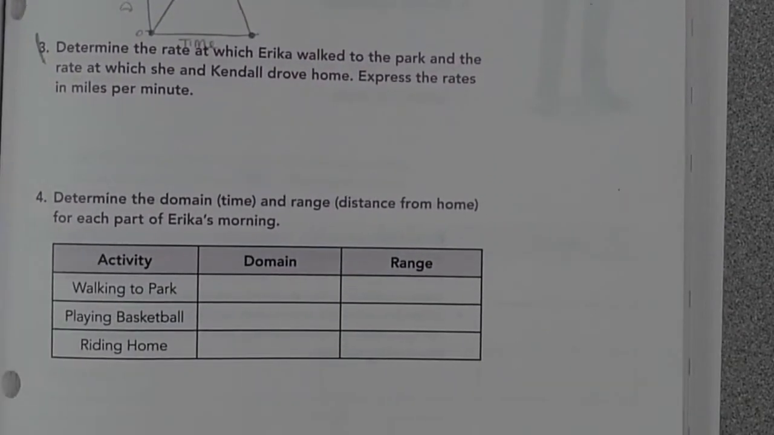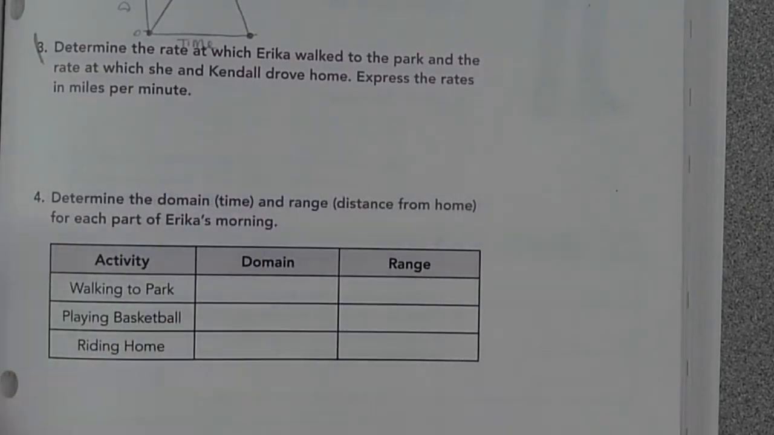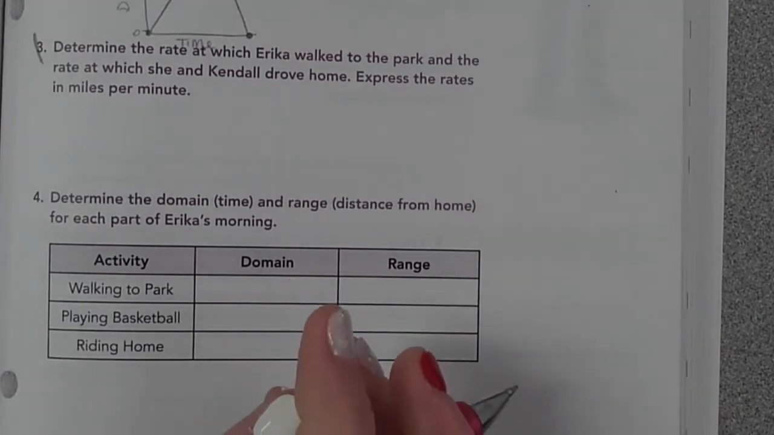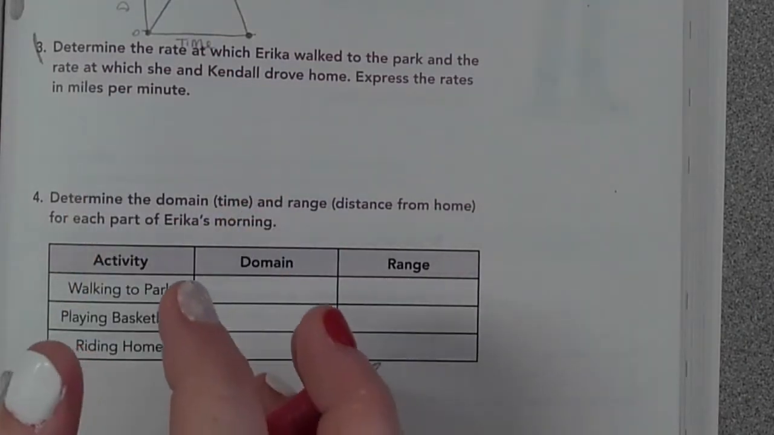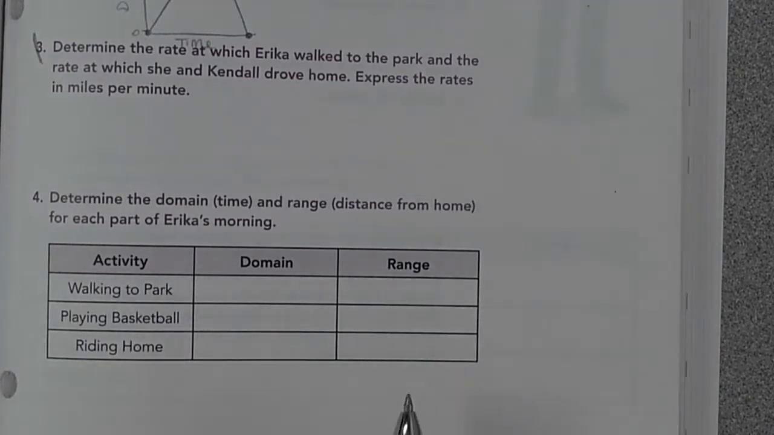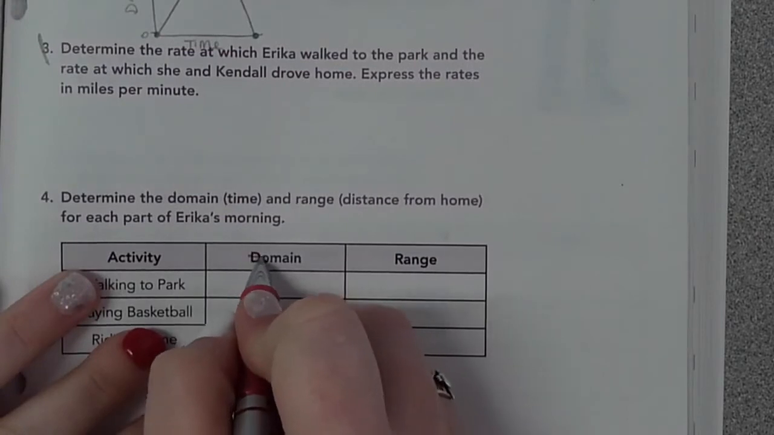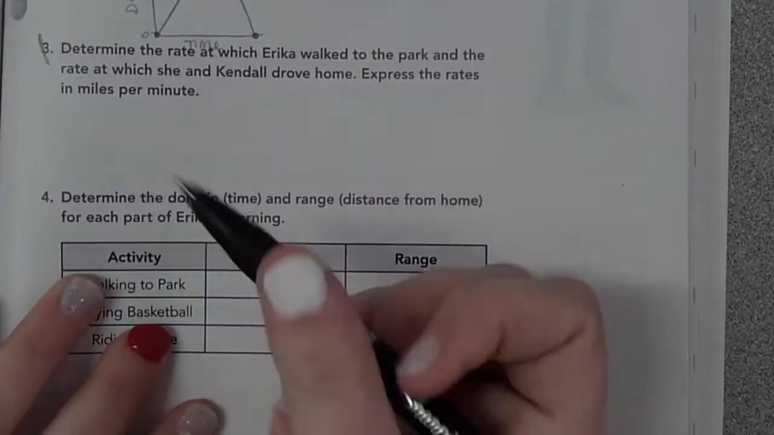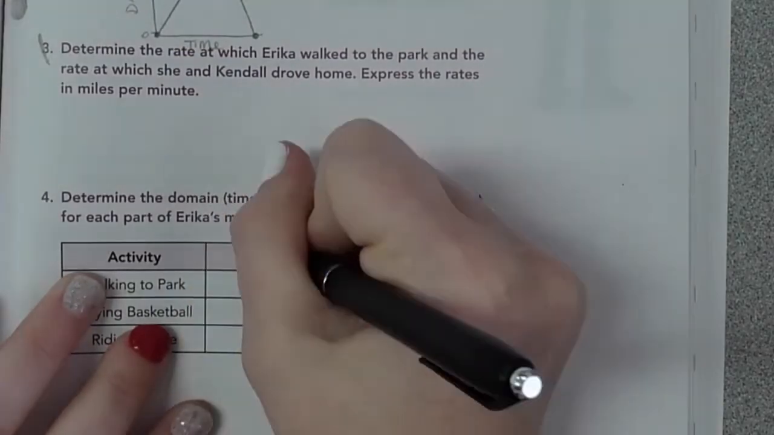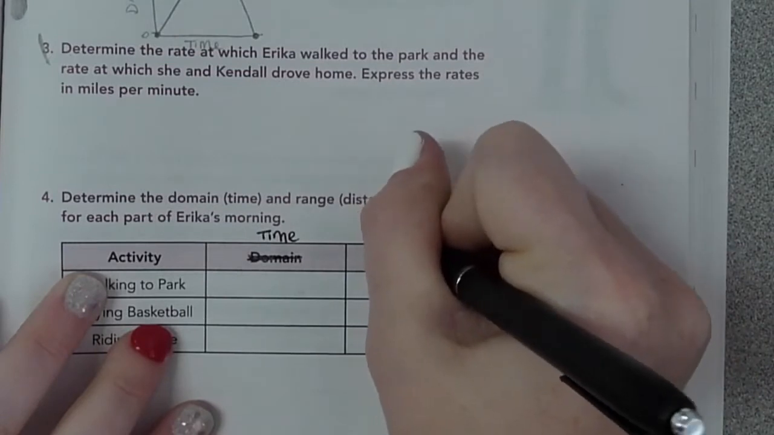All right, now we're not going to do part 3. We're not going to determine the exact rate. Our biggest focus and what we're trying to work on today is creating the graph and talking about when it's increasing and decreasing. So if we look at part 4, we're not going to use the word domain. We're going to use time and distance.